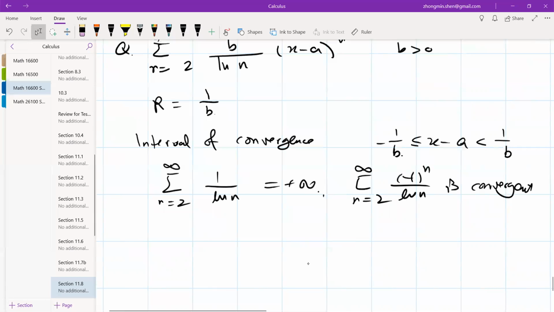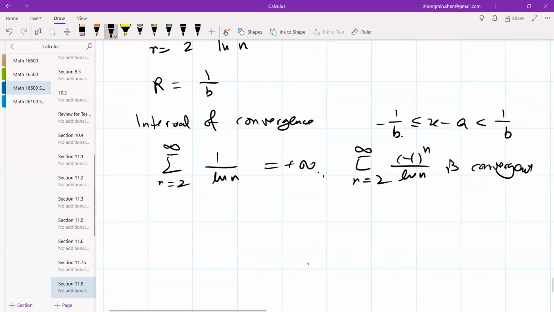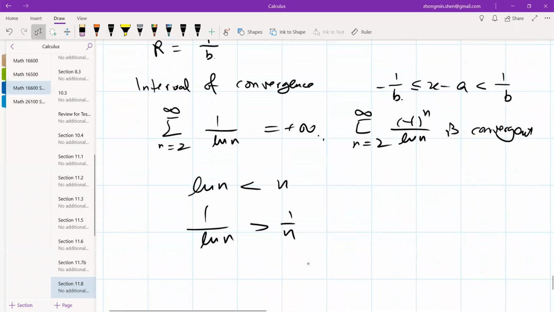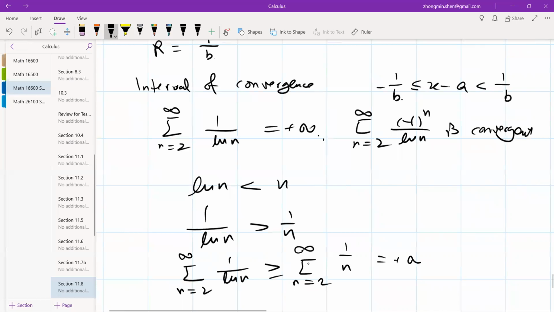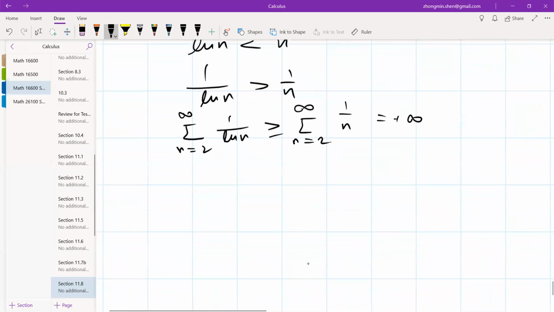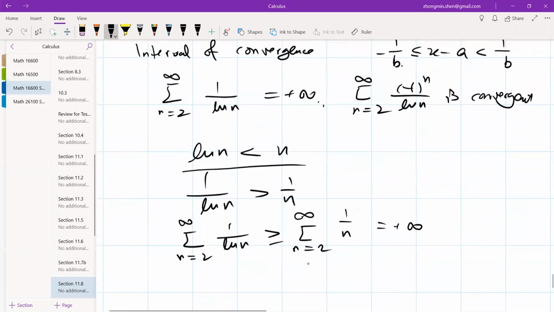The reason is that the sum of 1 over n is divergent, and 1 over natural log n is bigger than 1 over n. So you can use a comparison test. Think about that: natural log of n is smaller than n for large n, so 1 over natural log n is greater than 1 over n, right? And the sum from n equals 2 of 1 over n is infinity, so the other one is infinity too. Now, why is this true?